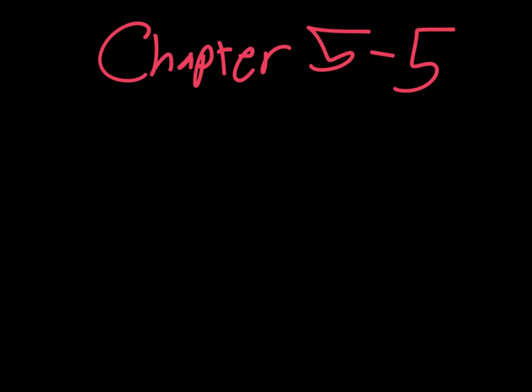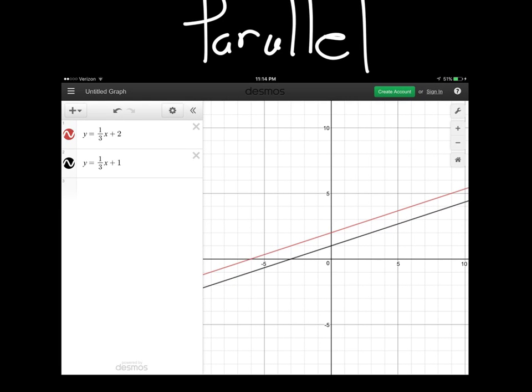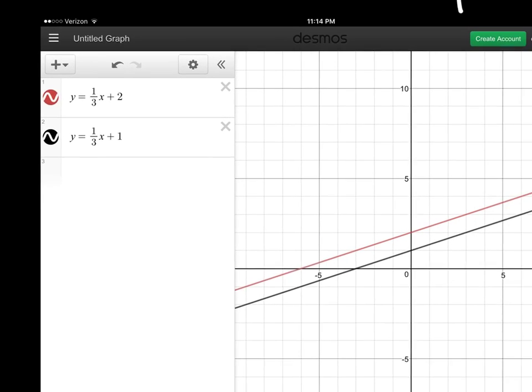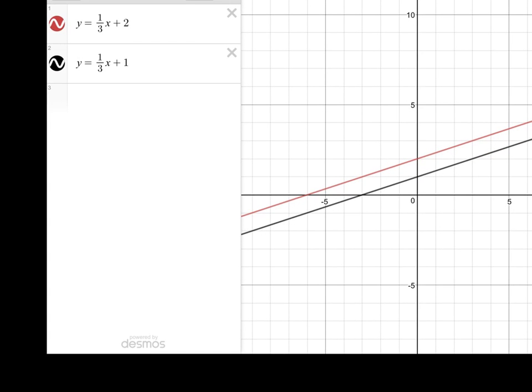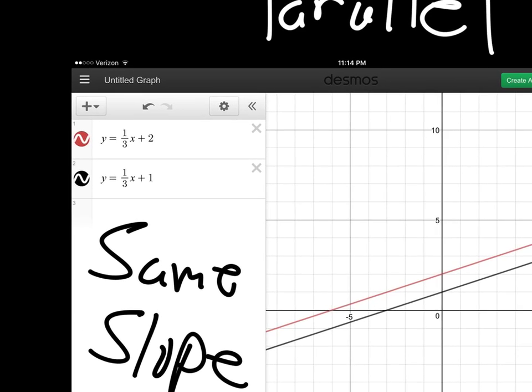Alright, welcome to the last section of chapter 5, parallel lines and perpendicular lines. Now, parallel lines and perpendicular lines are very easy. Now, parallel lines look like this. Parallel lines, alright, see how I did that? It was already ready to go. See what I did there? Yeah. Parallel lines have the same slope. Alright. They have the exact same slope.